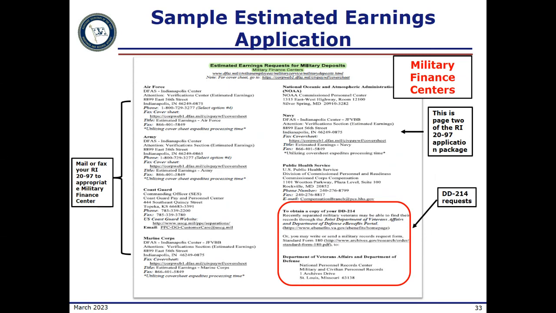This is the second page of that RI 2097 that provides you the contact information for your appropriate military finance center. So this is where you'll be sending the RI 2097 once you've completed it along with your proof of service. There is also information provided on this form on how to obtain your DD 214 if you've lost your copy or you don't have one and you need to get one.